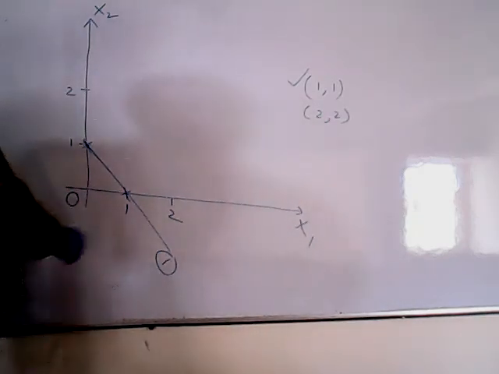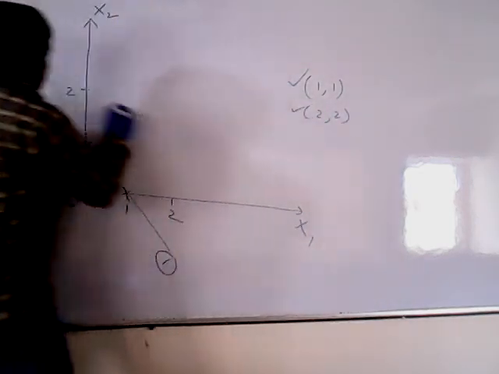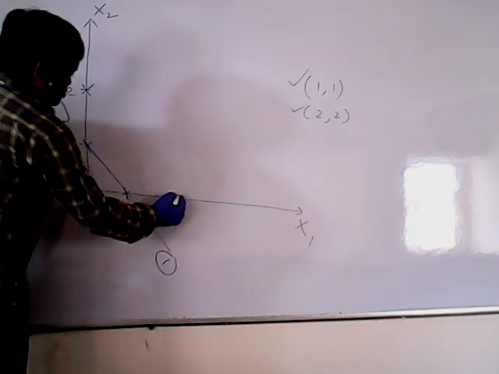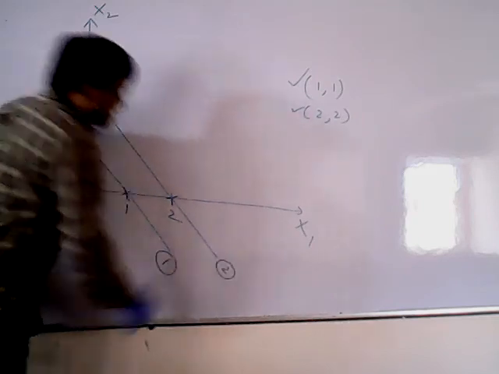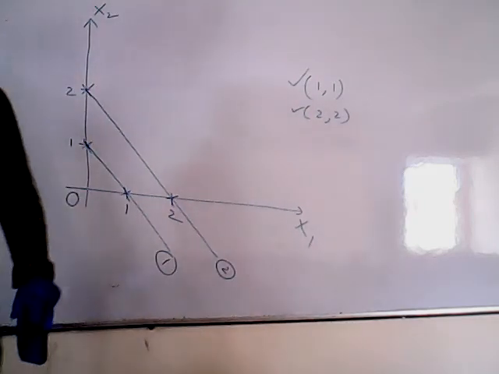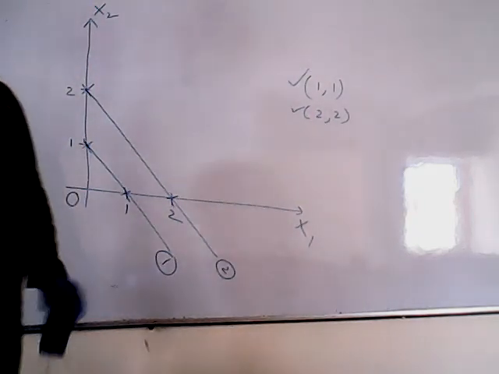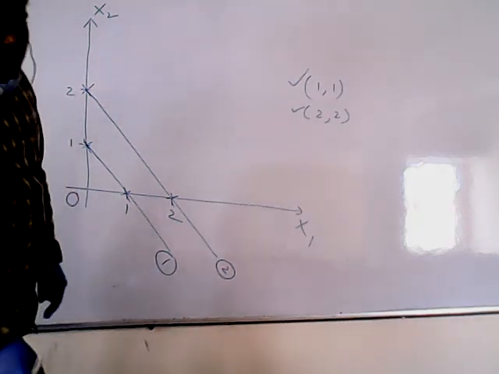And the second point. What is the second point? 2, comma 2. So this is 2. This is 2. 2, comma 2. So this is the second. Now step number 2 is completed. Step number 3 is nothing but you have to identify the feasibility or common region.